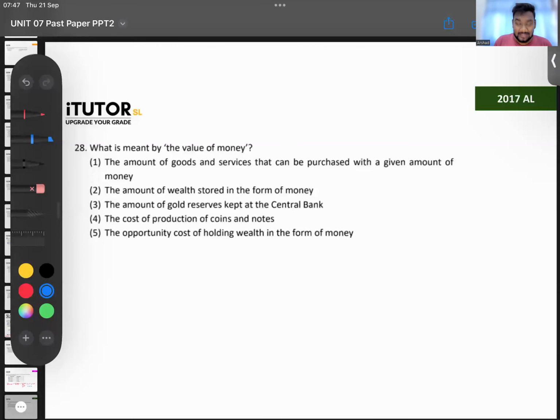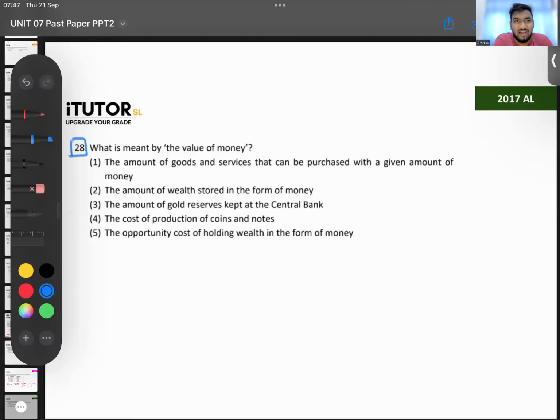Okay, 2017, question number 28. What is meant by the value of money? What does value of money mean? A good example is what I told you all yesterday. Your mother goes to the market, right? Earlier she says with 1,000 rupees she could have bought these things, but now with 1,000 we can't even buy this. Look at how much I can buy, right? That is what you call the value of money. That 1,000 rupees had more value, let's say 10 years ago, compared to now.